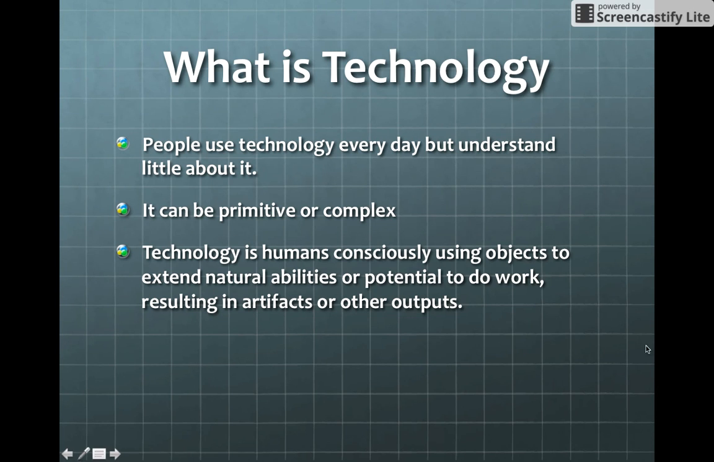So technology is humans consciously using objects to extend our natural capabilities. So we are using something and we know we're using something that's going to help us do something. We're extending our natural capabilities. We can't write something down on a piece of paper without having the tool of a pencil or a pen to help us do that. It's helping our potential to do work, resulting in artifacts or outputs. So it's always going to be an artifact. It's going to be a tool. It's going to be something that we're actually using that's helping us do that work or extend that ability.